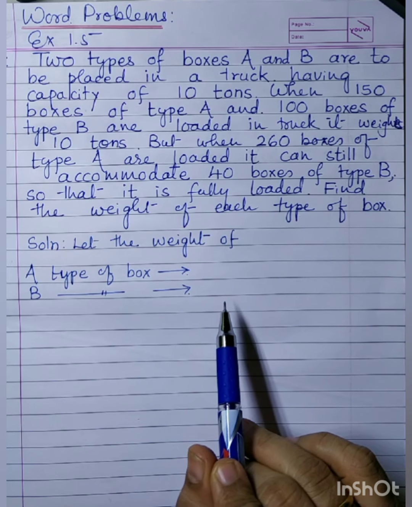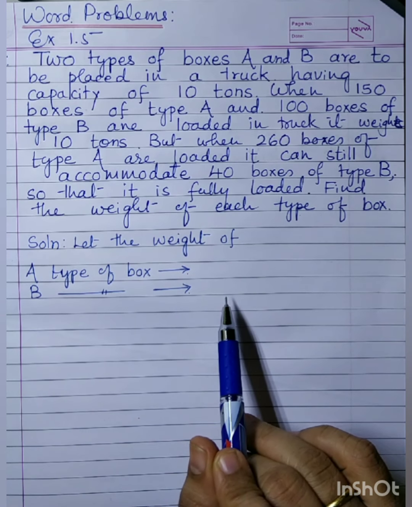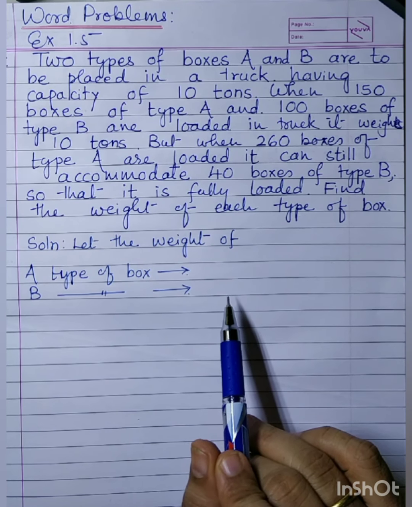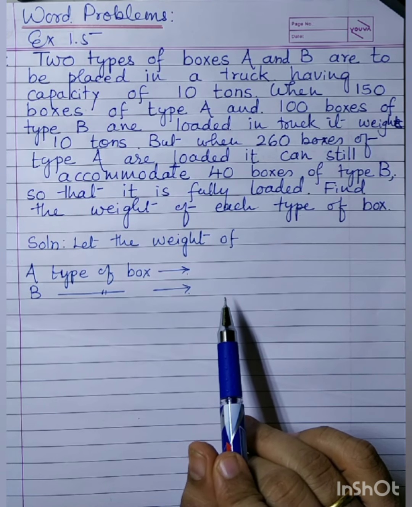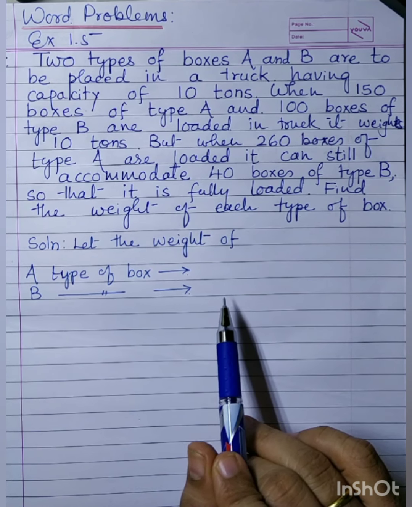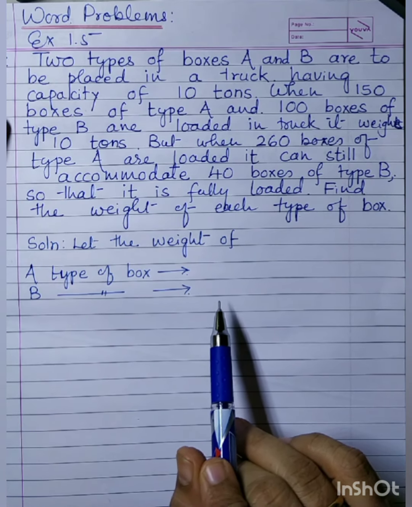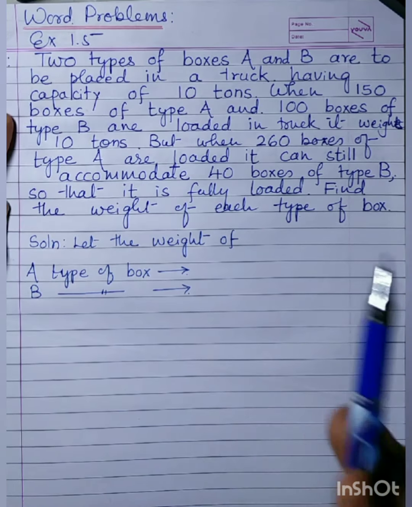If you have understood, good. Otherwise, it is suggested that till you understand what the question is, you keep reading. Normally, the second or third time, you will definitely get what the question is telling. Now here you have understood that there are two types of boxes. We need to find the weight of each type of box. So again, what will be our assumption? We are going to assume the weight of each type of box.